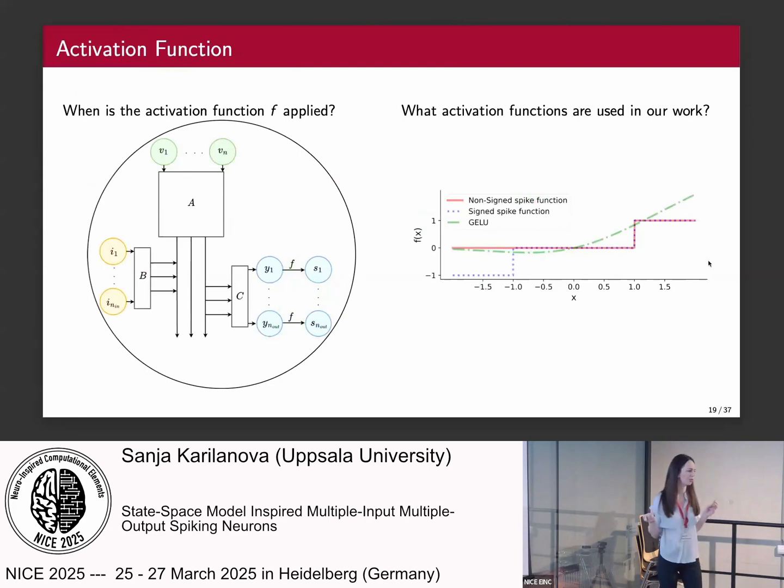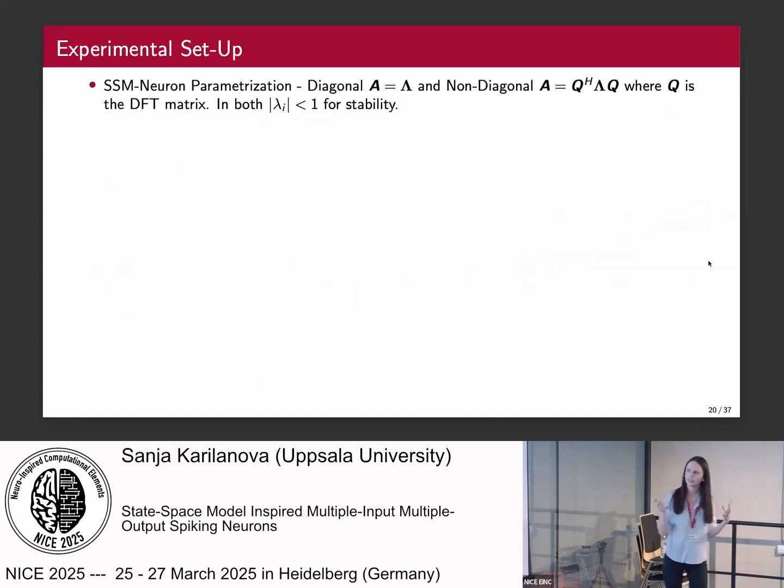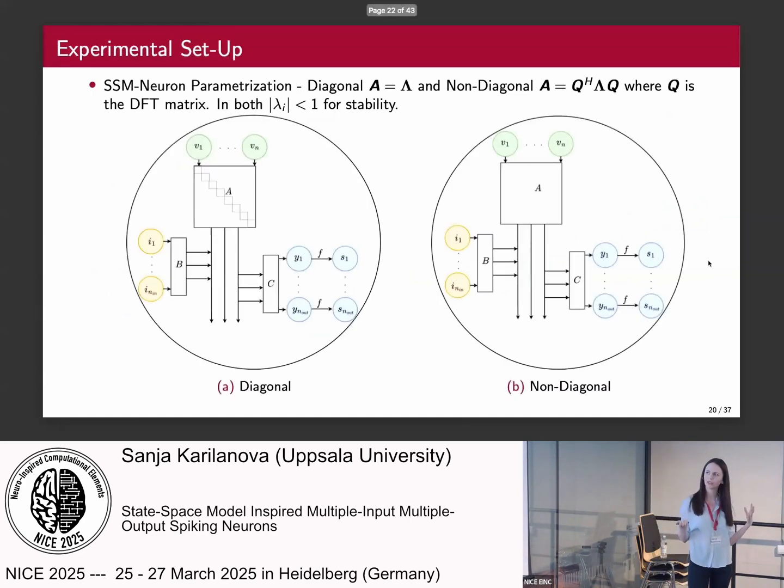Specifically in our work, we used three different activation functions. We used the simple 0-1 spiking function here in red, so zeros and then 1, and that we called a non-sign spike function. Then we also use a function which allows for a sign, so it's -1 and then 0 and then 1, and this we called a sign spike function. We also use a GELU continuous function, which is mainly a benchmark in our results. Another thing that I'll be mentioning is the state transition matrix, whether it's diagonal or non-diagonal. And what I mean by that is this matrix here.